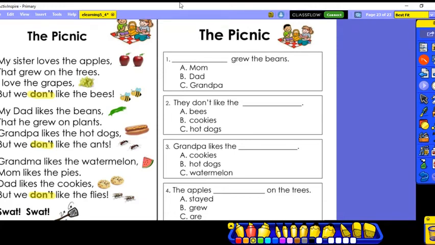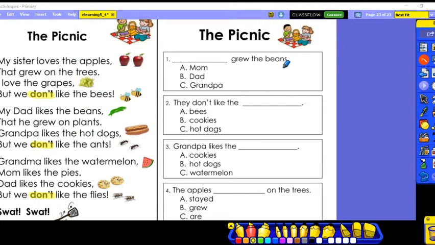Okay, let's go and look at each question. So we're going to look at number 1, grew the beans. So we'll have to go back and see in our story who grew the beans. Number 2, they don't like the. So we'll go back to our story and make sure we highlight what they don't like. Number 3, Grandpa likes the. So we'll go find Grandpa's name and see what he likes. And number 4, the apples on the tree. So we'll read and see what answer to choose.